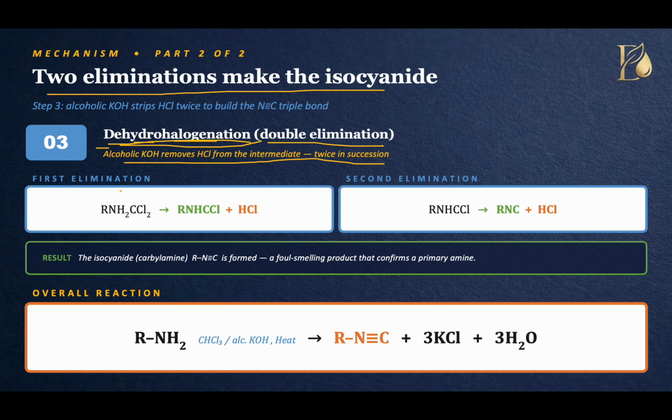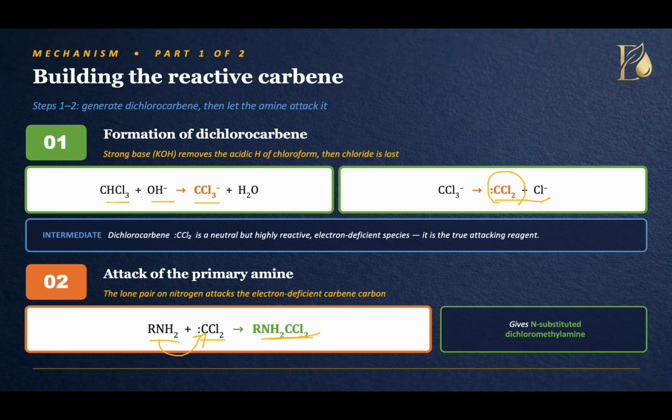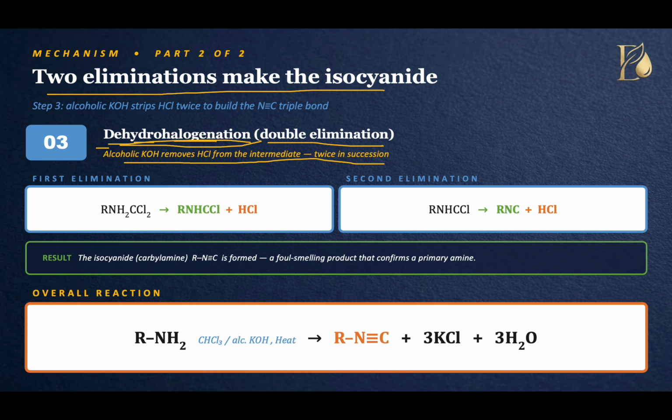We can look at the first product that we got after the attack of the primary amines, the N-substituted dichloromethylamine, right, RNH2CCl2. So the potassium hydroxide removes the HCl from the intermediate. So for the first removal of HCl, we will get RNHCCl. Then there is again a hydrogen atom and chlorine atom. So it can again remove hydrochloric acid. The potassium hydroxide can again remove an HCl.